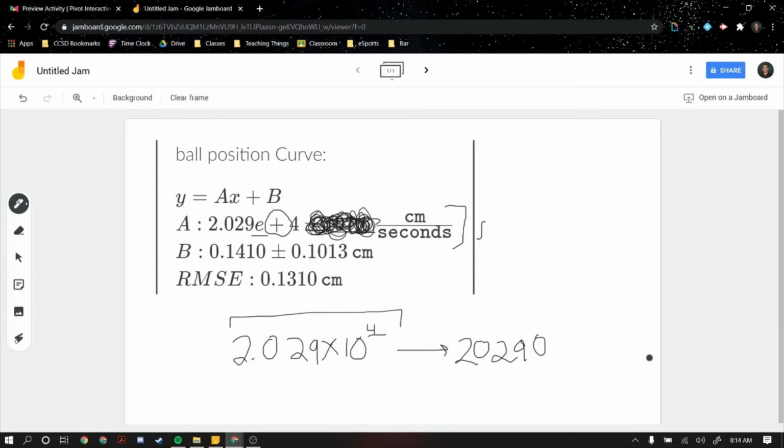This should be pretty close. If you found the speed in part 1, this should be pretty close to that speed. And that makes sense because this is a speed. We're finding the same value using two different methods.